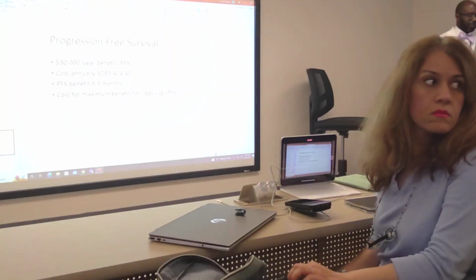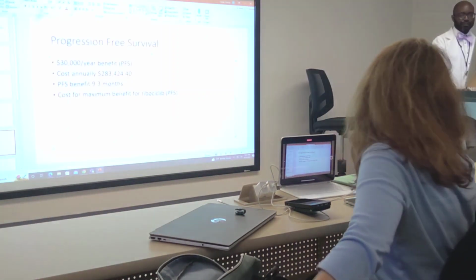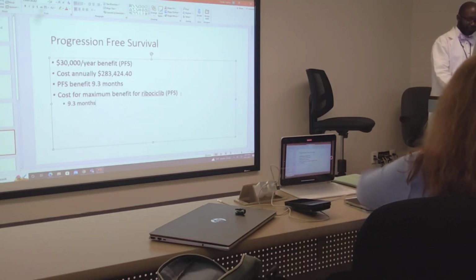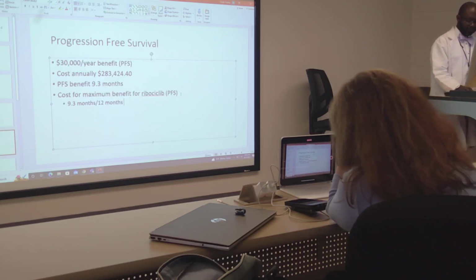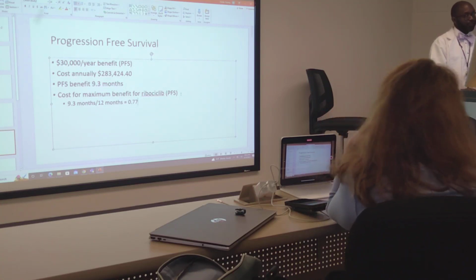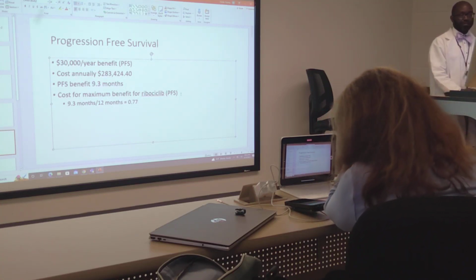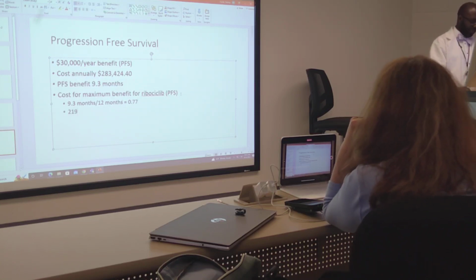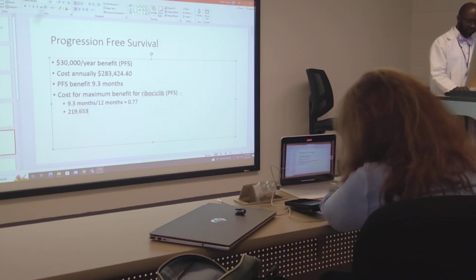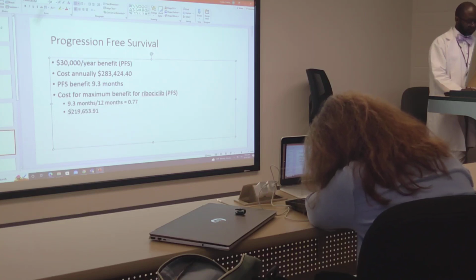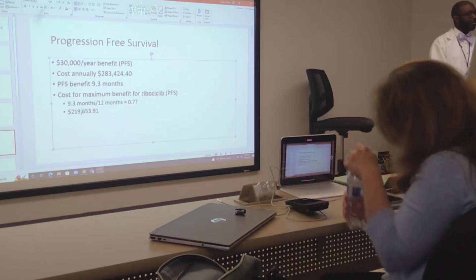So this is the way I do it. I'm going to put the calculations here, because you'll have to do this over the next week. So 9.3 months divided by 12 months gives you essentially 77. So 77% of what we had to buy annually is what we need to buy to treat this 9.3 months, which comes out to $219,643.91. Does that make sense?